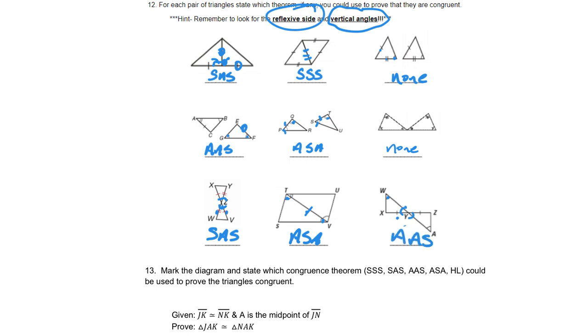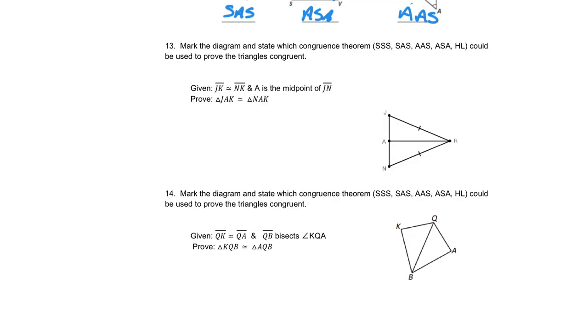Angle, angle, side. Okay, number 13 says mark the diagram and state which congruent statement or theorem could be used to prove the triangles. So JK is congruent to NK. They marked that for us already. A is the midpoint of JN. Okay, so that tells me something different. That tells me that those 2 segments are congruent. And then I have that middle piece that's always reflexive. So this is going to be congruent by side, side, side.